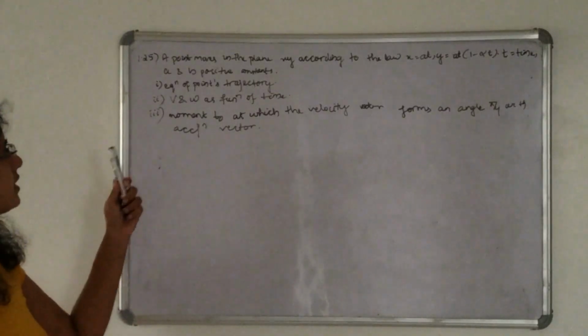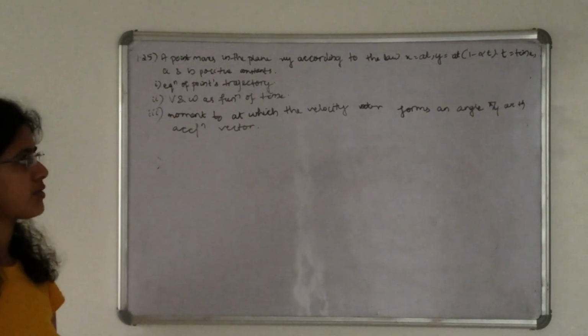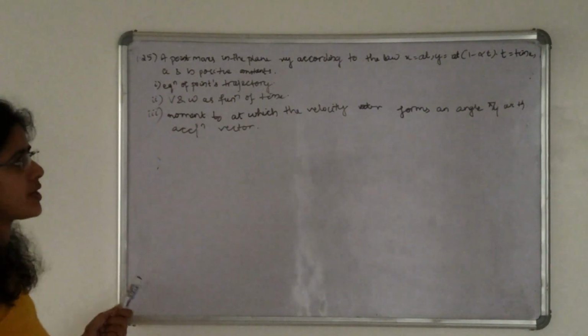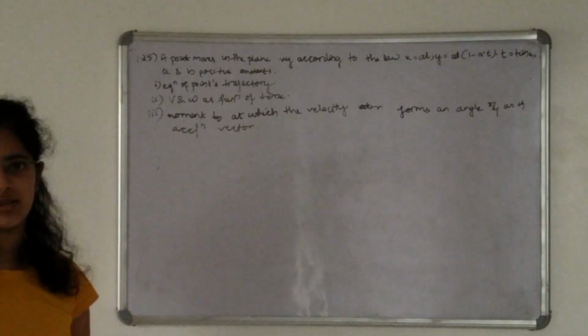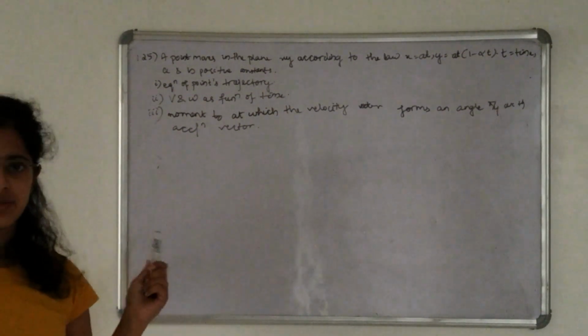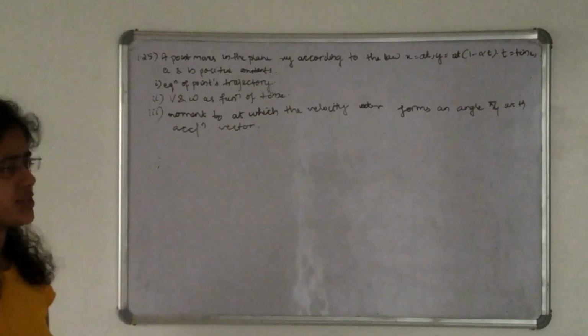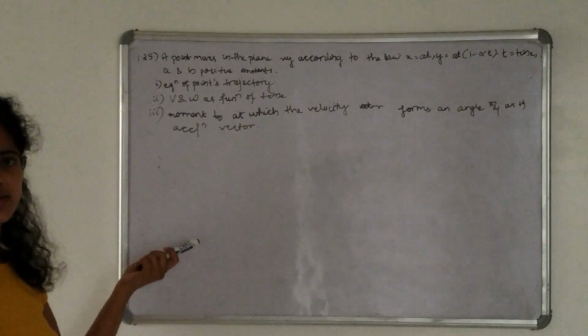Okay, next question: a point moves in the plane xy according to the law x is equal to at, y is equal to at into (1 minus alpha t), where t is time and a and alpha are positive constants. This question is completely similar to the previous question. Find the equation of the point's trajectory and plot this function. So you can do it.